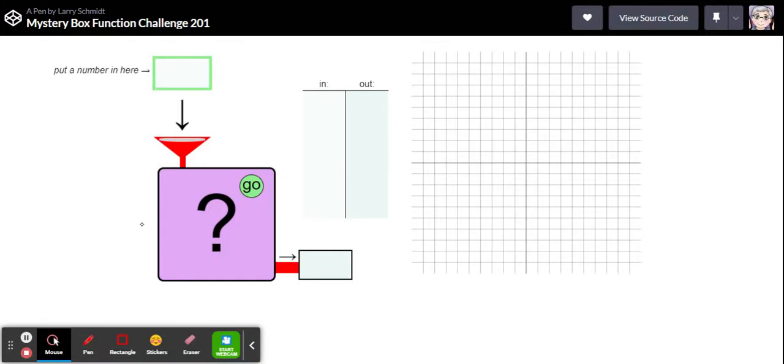Hello everybody and welcome to another Mystery Box Function Challenge. In the purple box there is some mystery math and your challenge is to figure out what it is. You can use the link in the description, try this out, and when you think you've got an idea, come on back and see if we get the same thing.